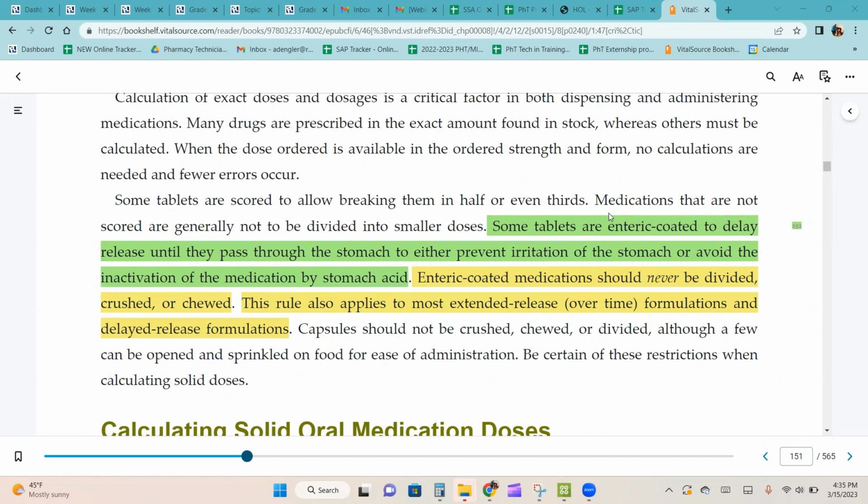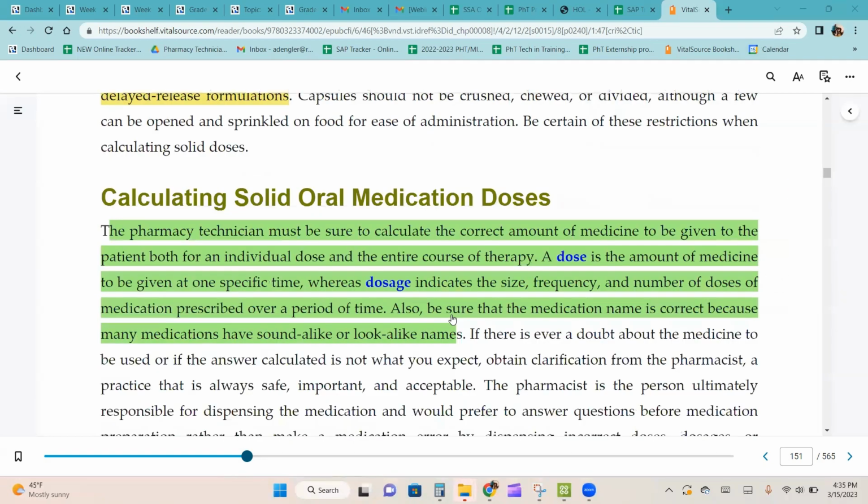Some tablets are enteric coated to delay release until they pass through the stomach, to either prevent irritation of the stomach or avoid the inactivation of the medication by stomach acid. Enteric coated medications should never be divided, crushed, or chewed. This rule also applies to most extended release formulations and delayed release formulations. Capsules should not be crushed, chewed, or divided, although a few can be opened and sprinkled on food for ease of administration. Be certain of these restrictions when calculating solid doses.